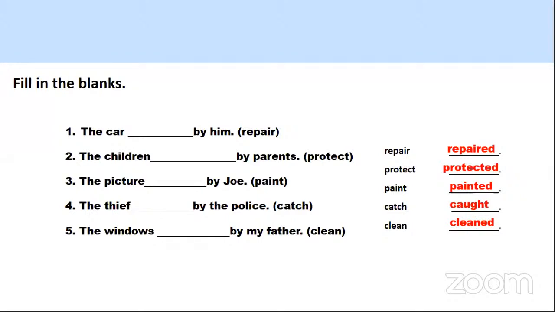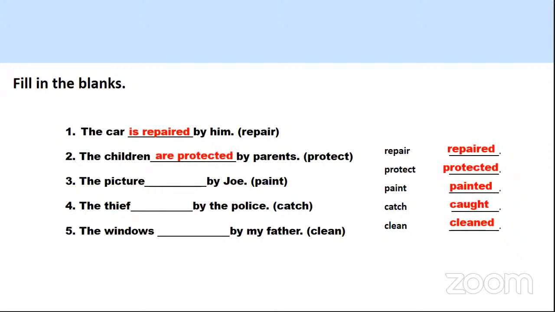Okay, let's see the sentences now. The car is singular, then you have to use is there. The car is, what is the given verb in the bracket? Repair. Then the car is repaired by him. And then the second sentence, the children, it is plural. So you have to use are. The children are protected.